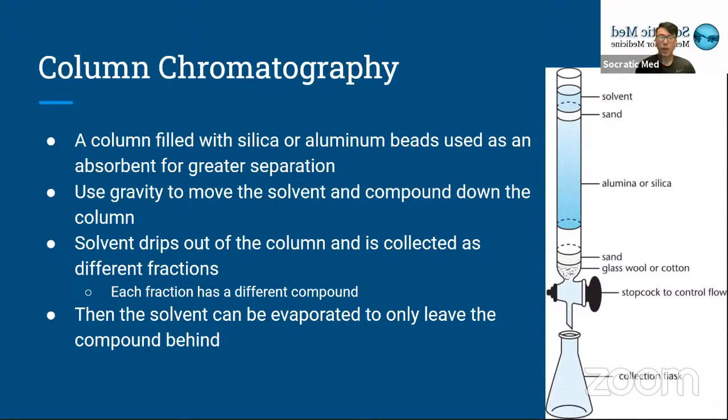This causes each compound to leave the column at a different rate, and these different compounds that drip out at different periods of time and at different rates are known as fractions. Each fraction will contain a different compound that traveled through the column at a different rate. Once you collect it in the collection flask, you can evaporate the solvent in order to leave only the desired compound behind. So that's column chromatography.